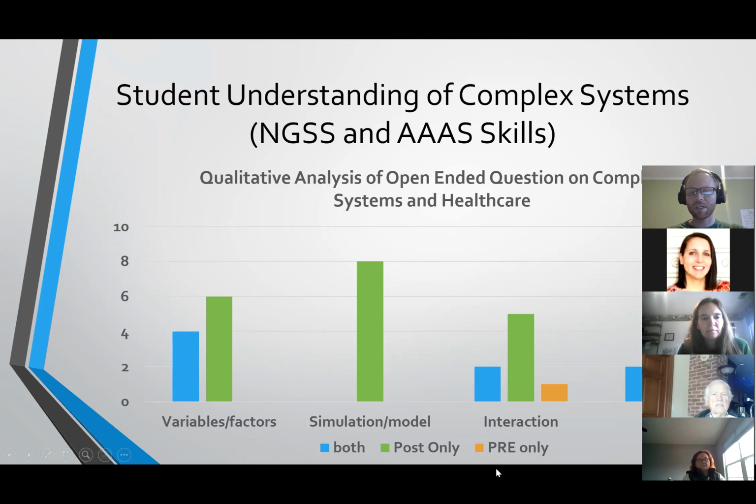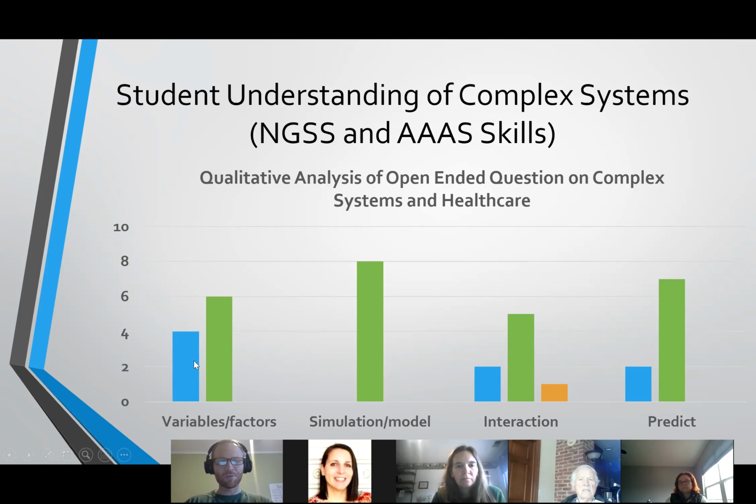So what we see happening here is that students talked about variables. They didn't talk about variables or factors in the beginning at all, or I'm sorry, they did a little bit, but most of them had growth afterwards. Pretty much everyone talks about variables and factors at the end. A lot of them talked about the simulations after the fact, but not in the beginning at all. They talked about interactions maybe a little bit, but most of them learned about the idea of interacting factors and agents. And then prediction was a big one that saw some growth.